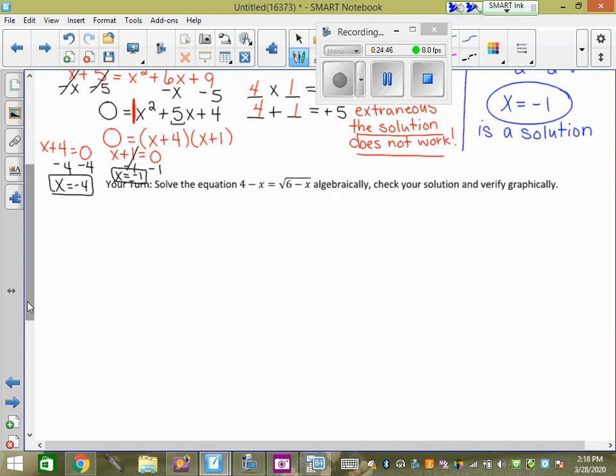This one's your turn. So you're going to pause it now and try it yourself, and then come back and check to see if you got the same as me. 4 minus x, rewrite it, square root of 6 minus x.